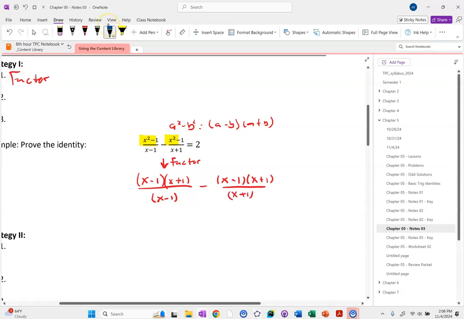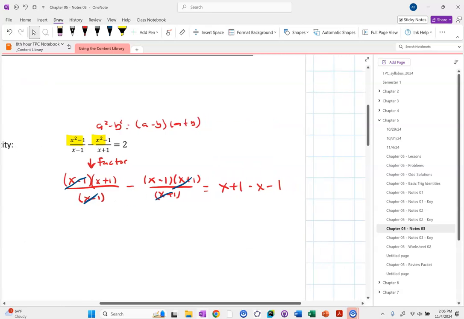And then what do you notice now? On the left side, you can get rid of the x minus 1 and the x plus 1. So we'd have, this is all that's left, right? Unfortunately, that's not correct.